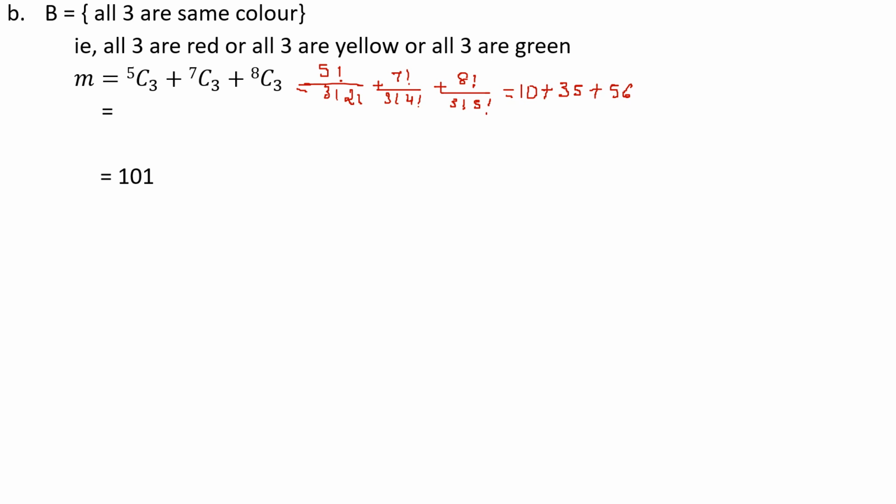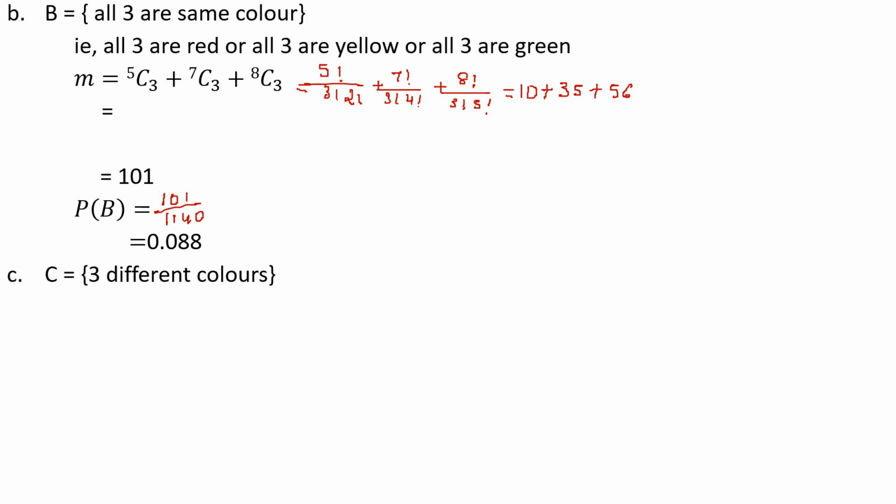Okay. Now, therefore, probability of B will be equal to 101 divided by 1140, equal to 0.088.